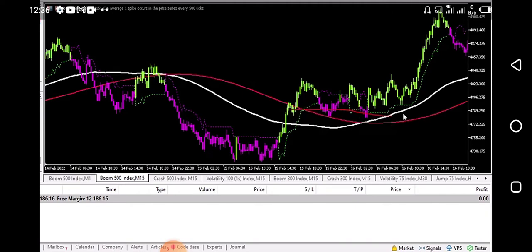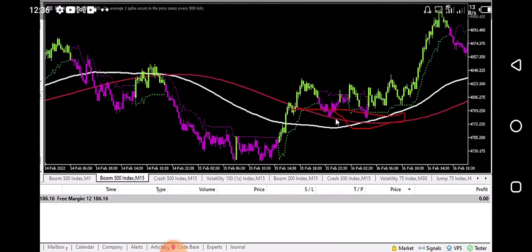All right, let's take another example. You see what's happening here now? Price is above these two moving averages, right? The white moving average and the red moving average. Price is above them. So it's a buy signal when you have your price above them. But when price is between these two moving averages, don't take any action. Do not take any action when the price is between these two moving averages, right?